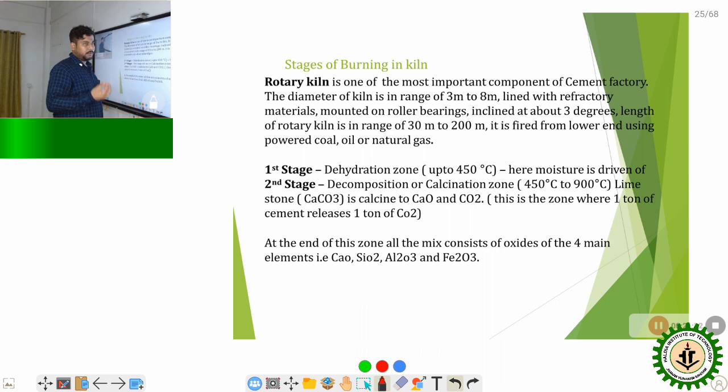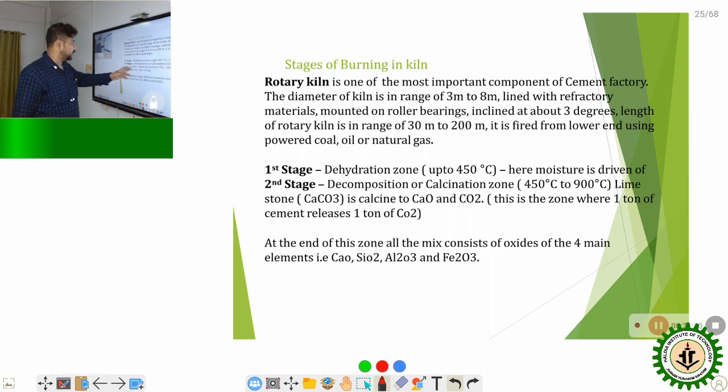The refractory is like a bucket where we cook the raw materials. The kiln is mounted on roller bearings, inclined at about 3 degrees. The length of a rotary kiln is in the range of 30 meters to 200 meters. It is fired from the lower end using hot coal, oil or natural gas.